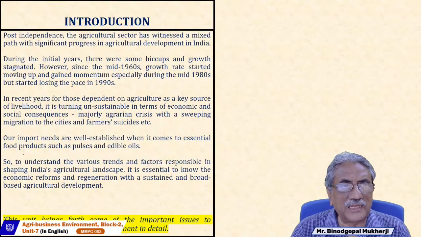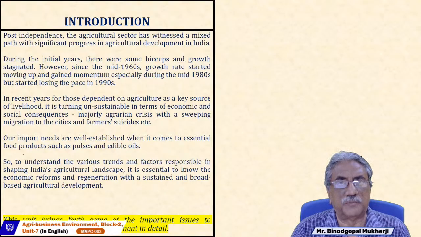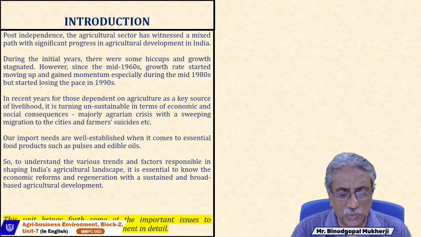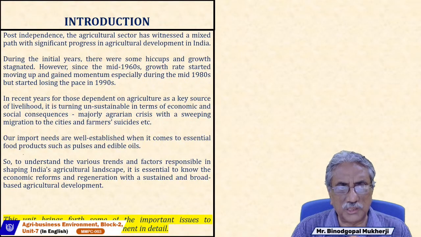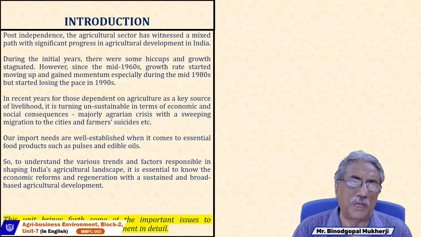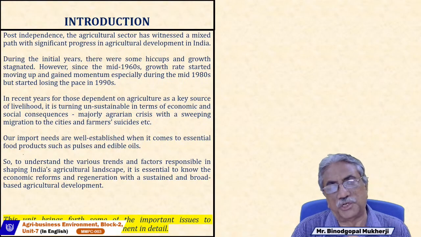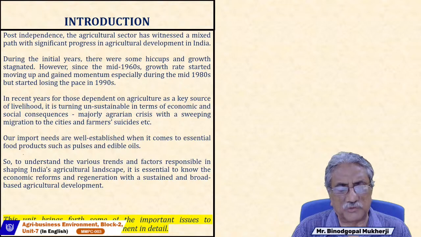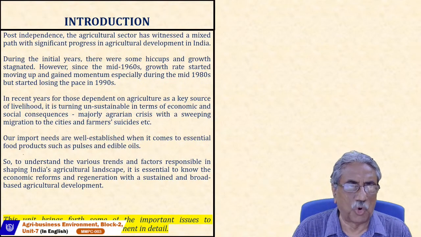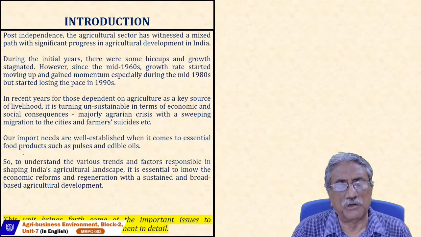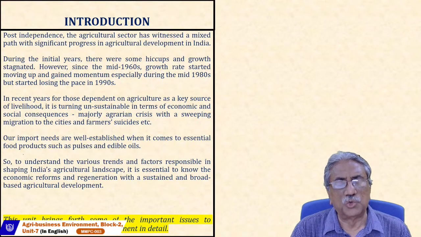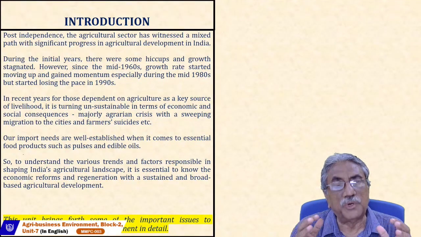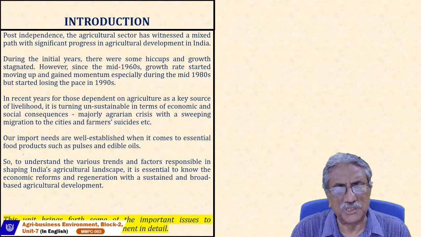Post-independence, the agricultural sector has witnessed a mixed path with significant progress in agricultural development in India. I'll start here. When the Britishers left, they reduced us to a poor agricultural economy. We were not using highly sophisticated tools, not using modern fertilizer, not using modern farm equipment, and so on. Number two, our agricultural holdings were very fragmented because most of the people were dependent on agriculture. There was hardly any industry.